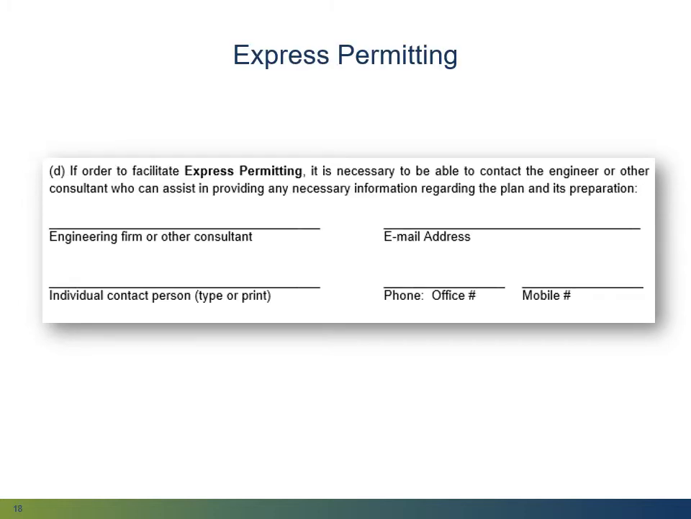Part 2D. On the express permitting application, this section is included to allow information regarding the engineering firm and the engineer or the designer or the consultant who may be preparing your plan and its application. We would need to get in touch with someone to be able to answer questions regarding your plan. This is to help expedite your review. Please list that information here.